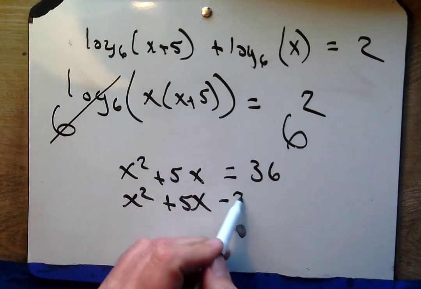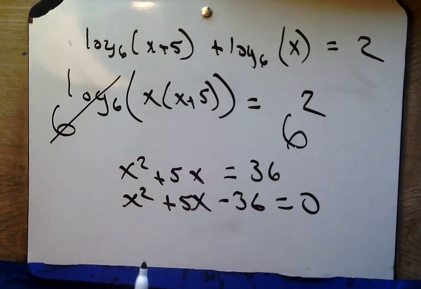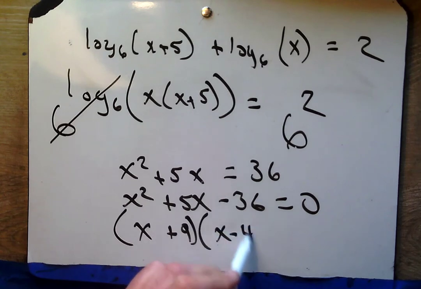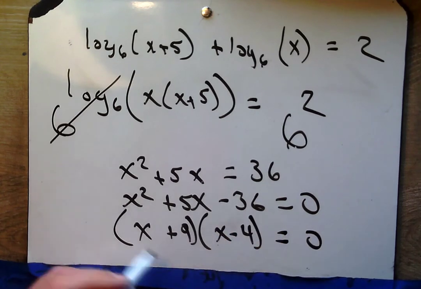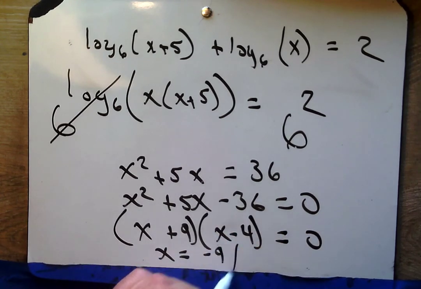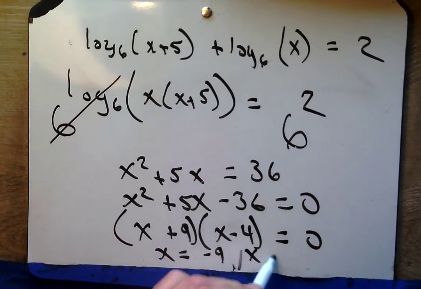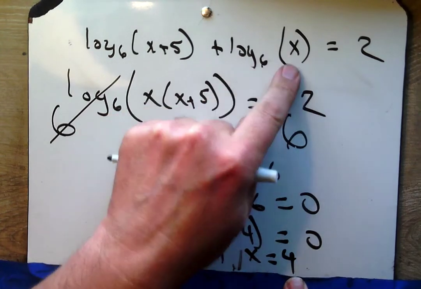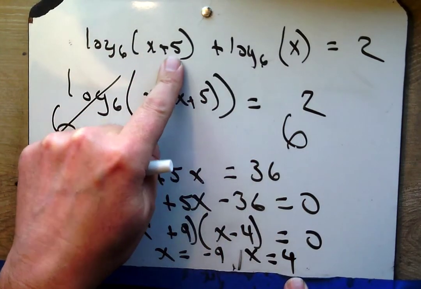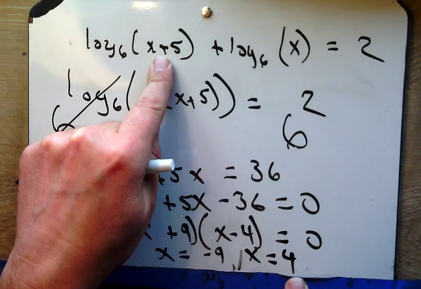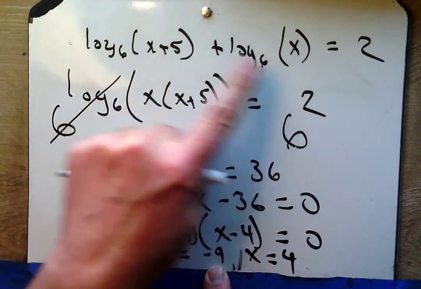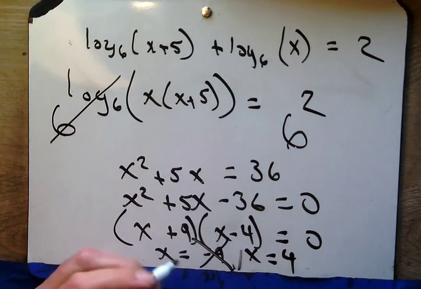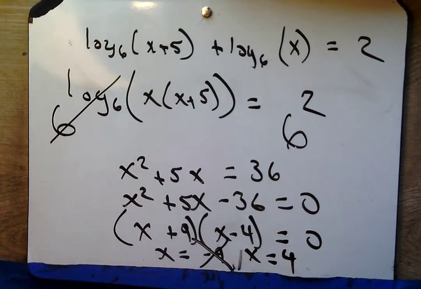Let's subtract 36 from both sides. And now we can factor as x plus 9, x minus 4 equals 0. My solutions then, negative 9 and positive 4. Well, if I plug in a positive 4 here, I could do that. 4 plus 5, 9. I could take the log of that. What about negative 9? Nope.